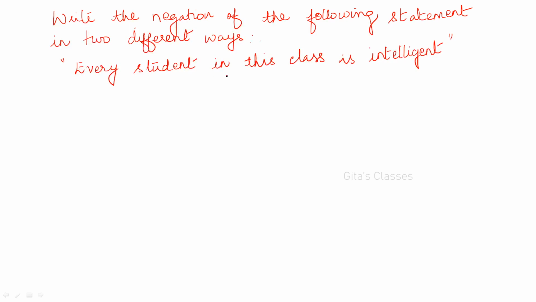Write the negation of the following statement in 2 different ways. Actually, when you are writing negation for quantifiers, please remember there exists will become for all and for all will become there exists. Okay, negation of there exists will become for all, negation of for all will become there exists. Similarly, by using De Morgan's law, you can apply not: or will become and, and will become or. I'll give you one example.